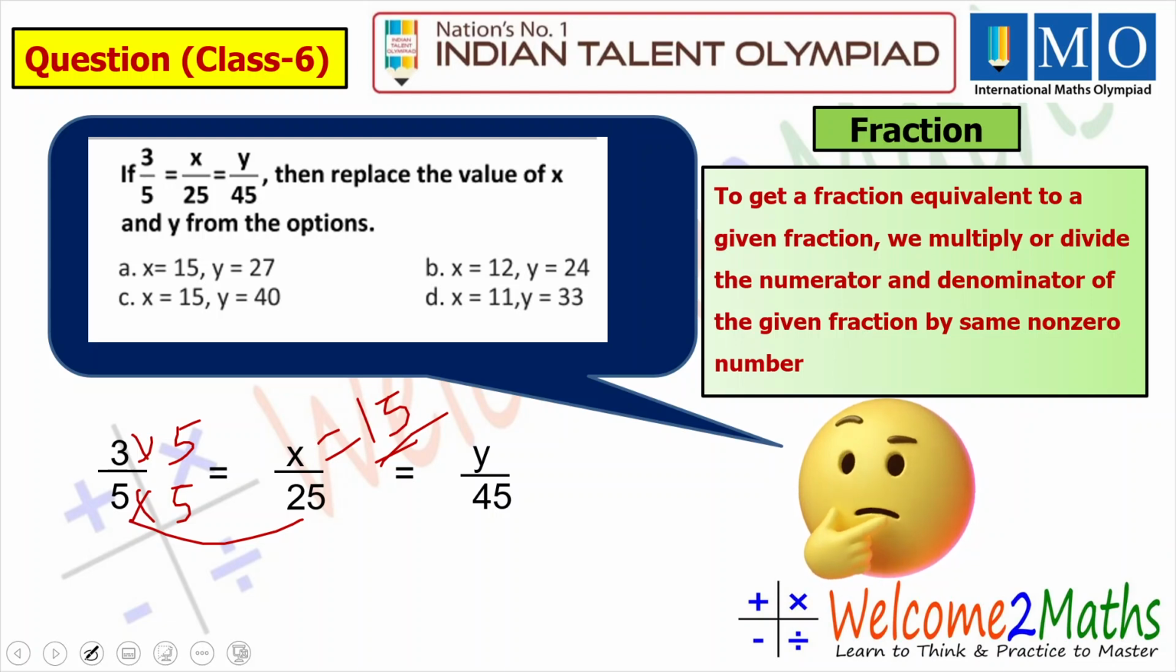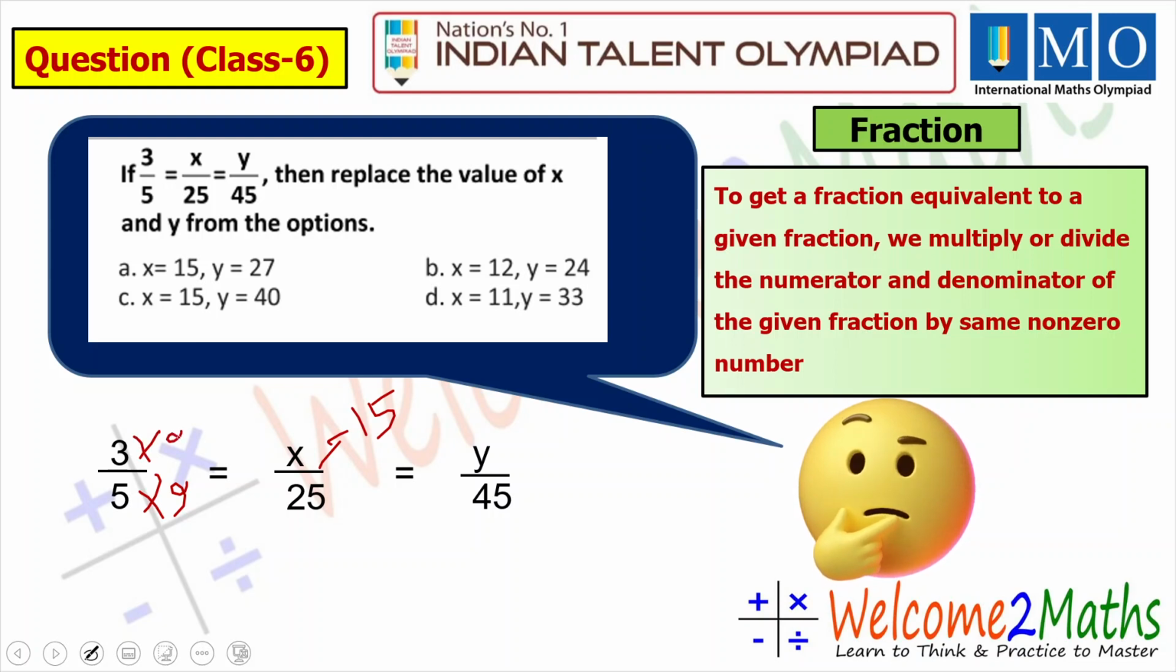Now we have to find the next part, the value of y. The same way we will find the value of y. So how can we get 45? Whenever we multiply 5 with 9, we get 45. 5 into 9 is 45. So in the same way we will multiply 3 by 9, because 3 is our numerator and 5 is our denominator. So 9 into 3 is 27. So the value of y is 27. So we got our answer: the value of x is 15 and the value of y is 27.